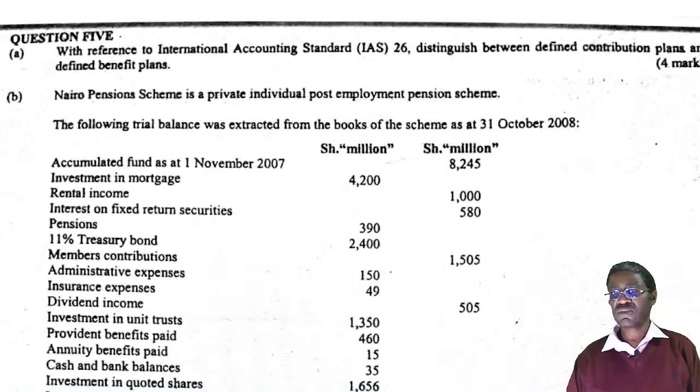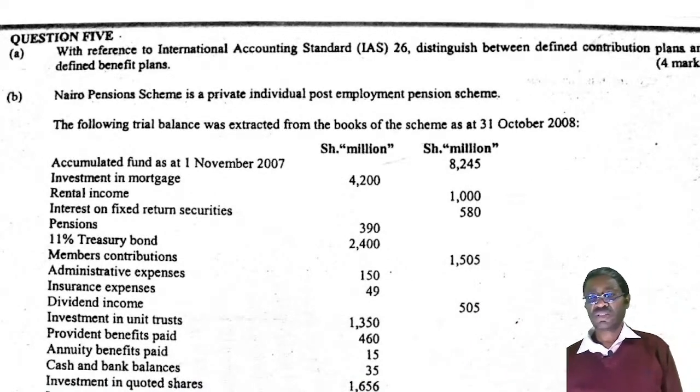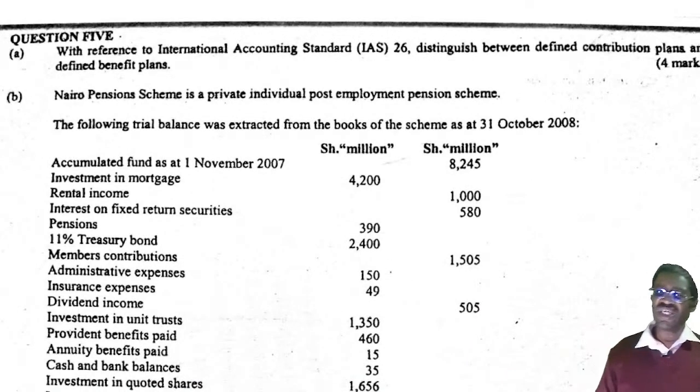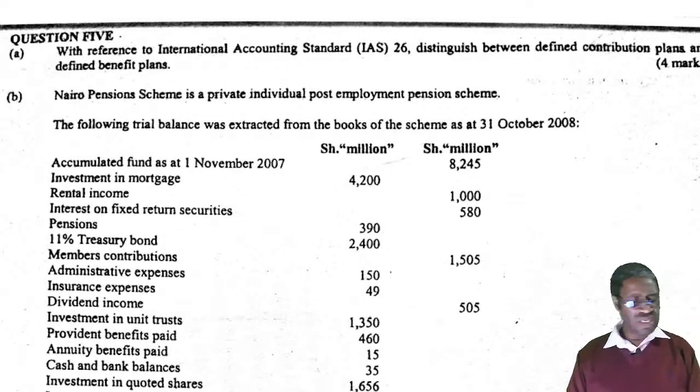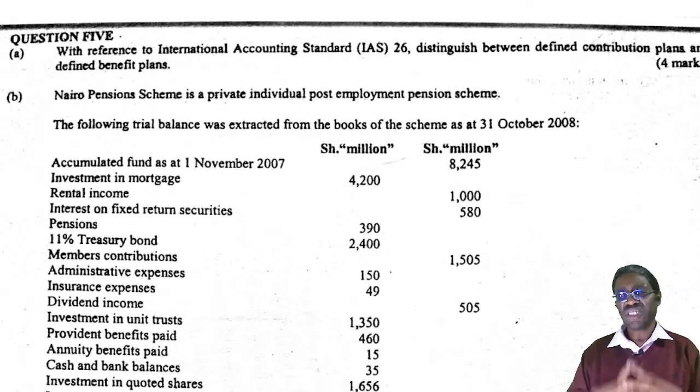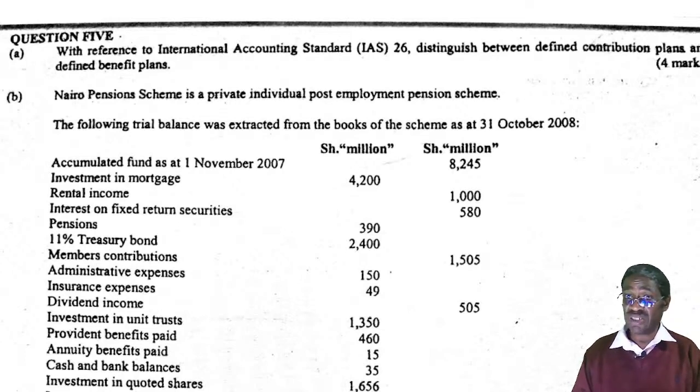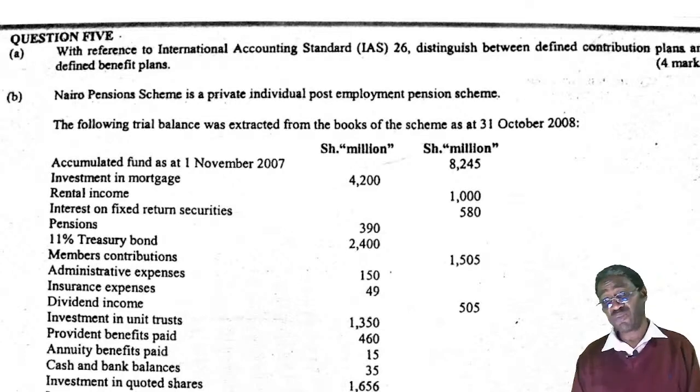Okay. So that is a question. It's a question that came in December 2008. So let's read it. It says, number A, with reference to IS number 26, distinguish between defined contribution plan and defined benefit plan.